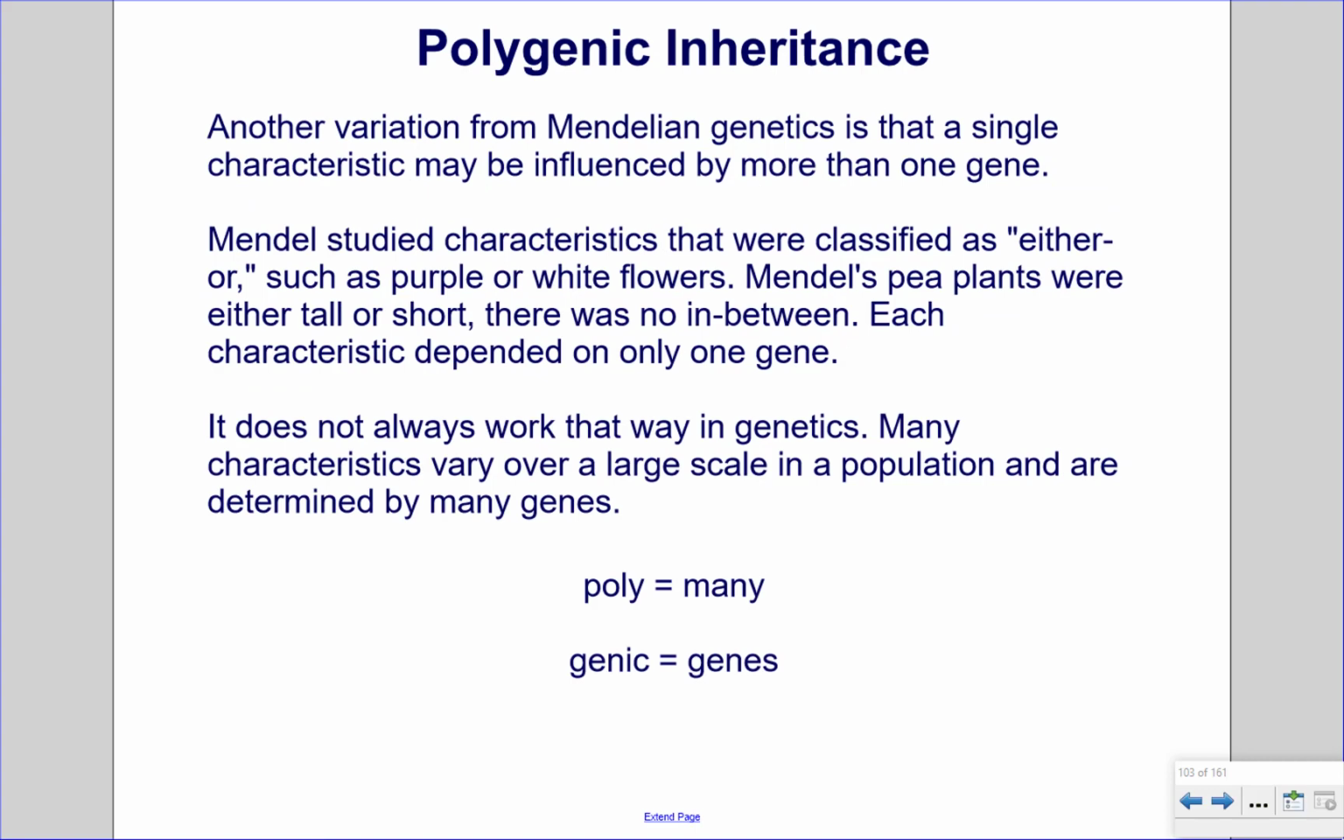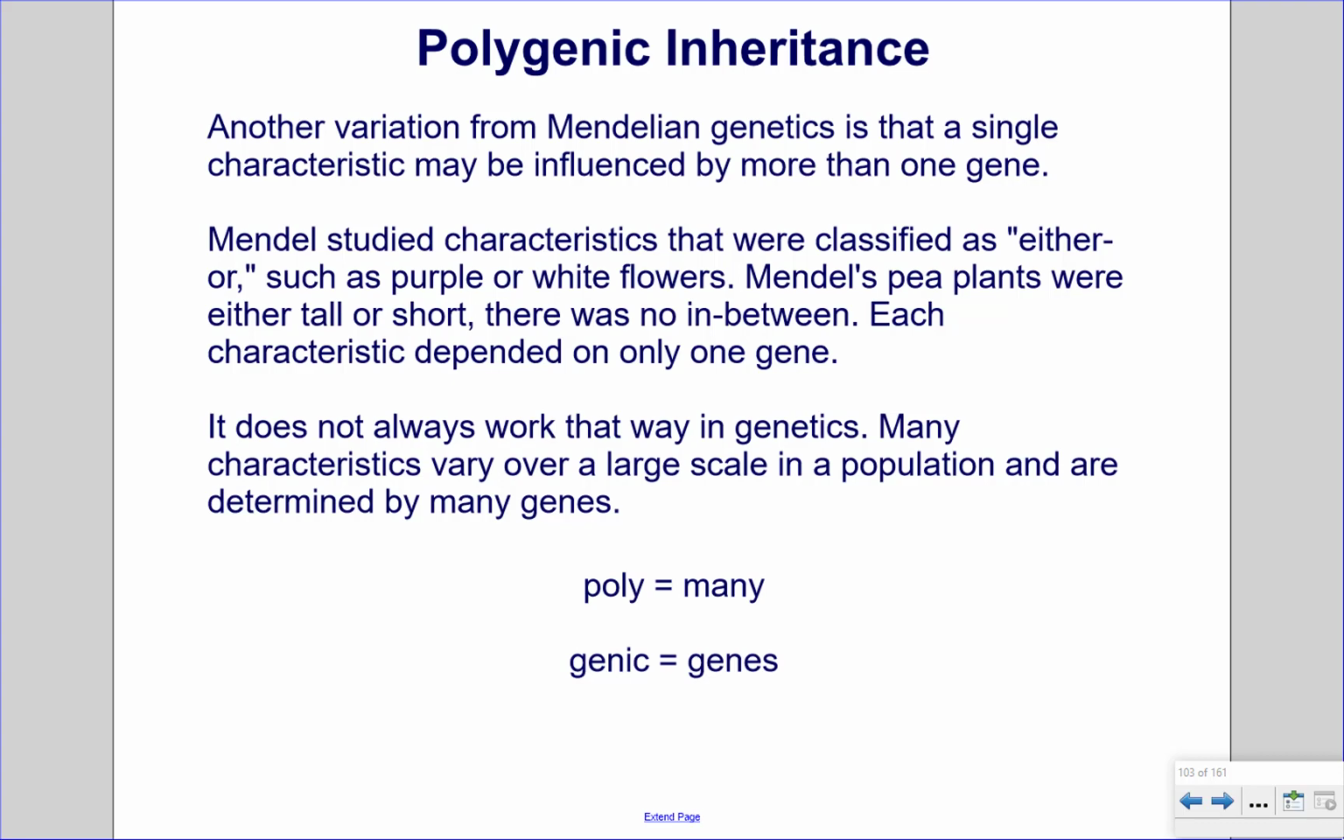Polygenic inheritance. Another variation from Mendelian genetics is that a single characteristic may be influenced by more than one gene. Mendel studied characteristics that were classified as either/or, such as purple or white flowers. Mendel's pea plants were either tall or short, there was no in between. Each characteristic depended on only one gene. It does not always work that way in genetics.